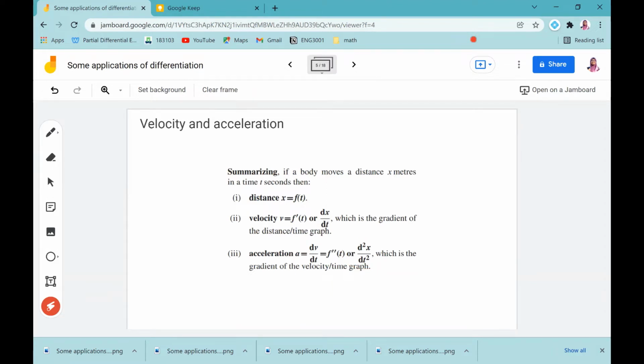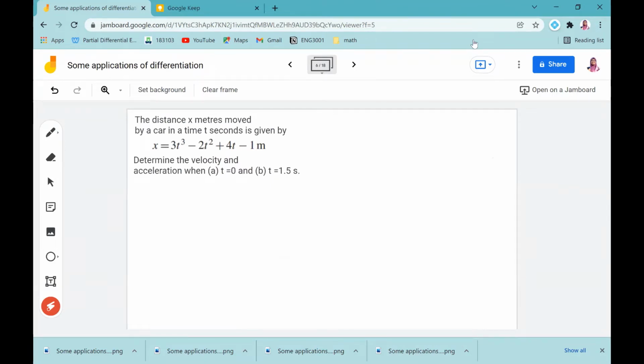Let's see some examples. Here we have distance x meters moved by a car in a time t seconds. It is given by the function x equal to 3t cubed minus 2t squared plus 4t minus 1 meter. We have to determine the velocity and acceleration for (a) when t is equal to 0 seconds and (b) when t is equal to 1.5 seconds.